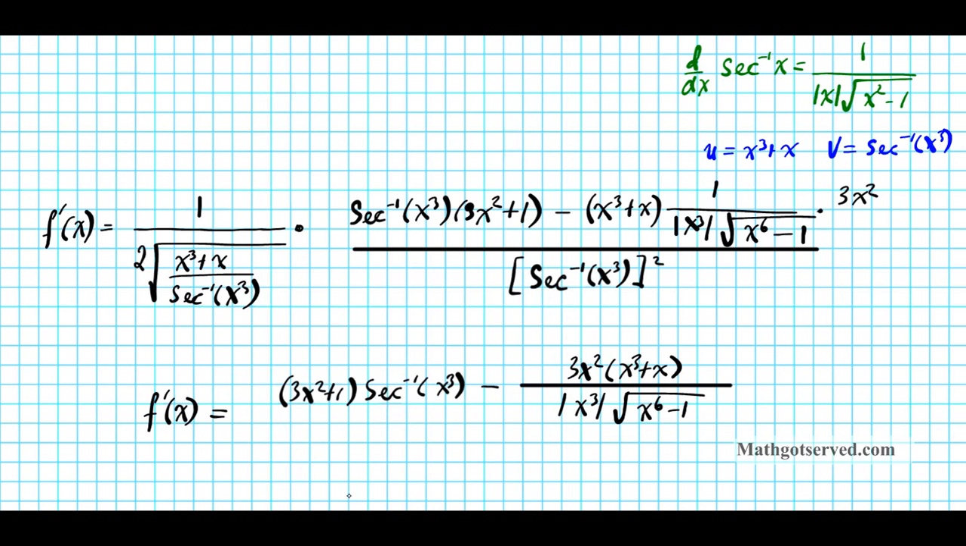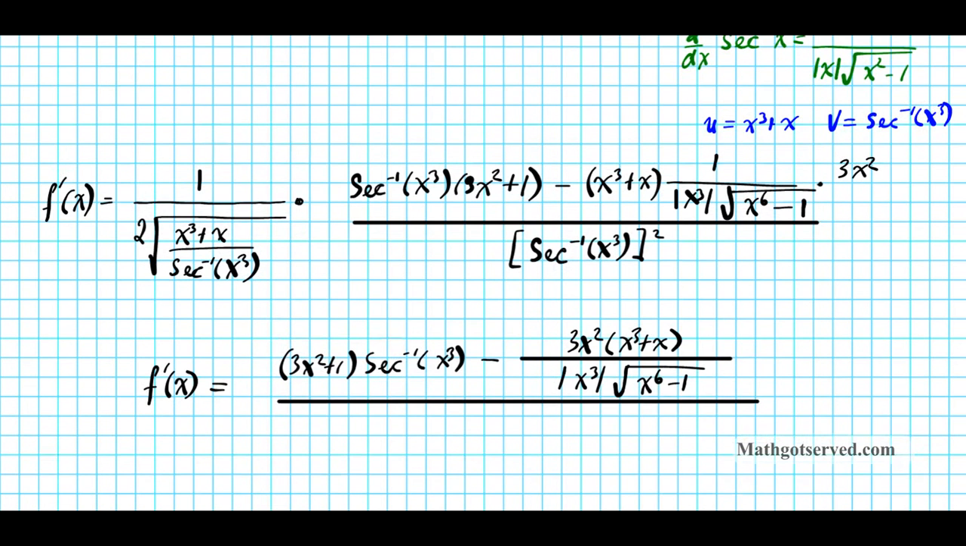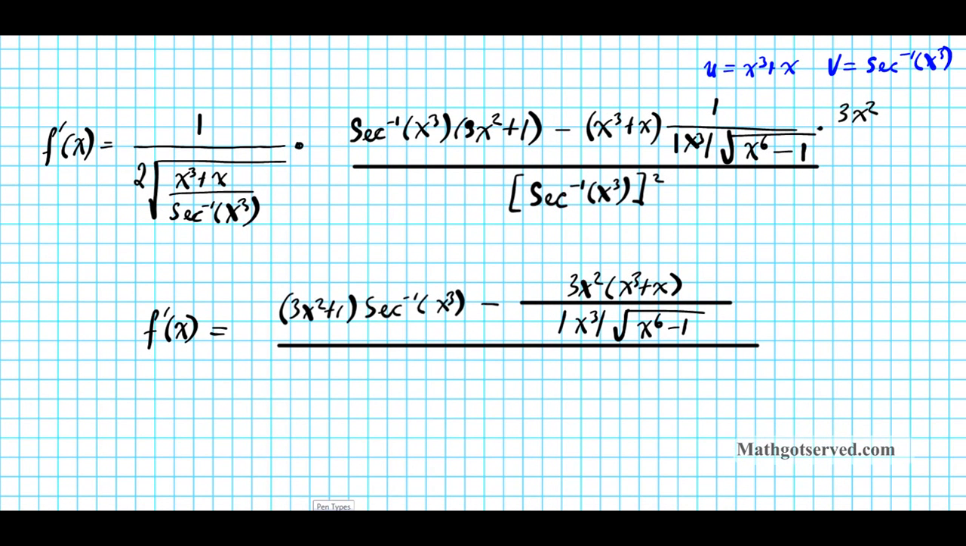and then this whole thing divided by, since we're multiplying two fractions, 1 times that is just what you had before, and then these two terms in the bottom will be your denominator, so it's going to be times 2 times the square root of x to the third plus x over the arcsecant of x to the third, times the arcsecant of x to the third raised to the second power.